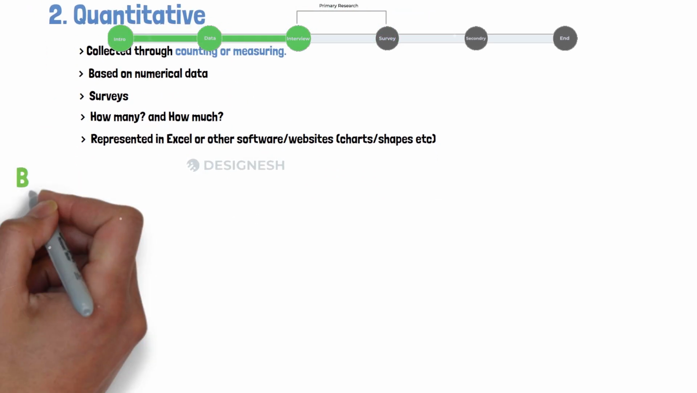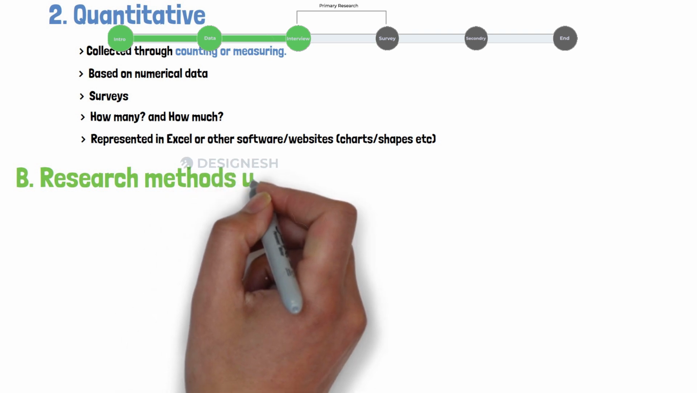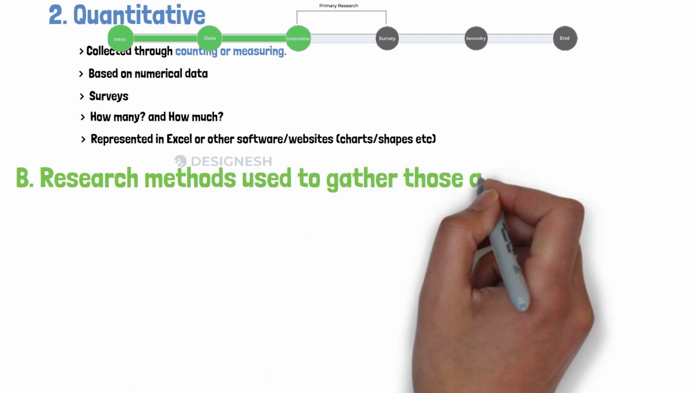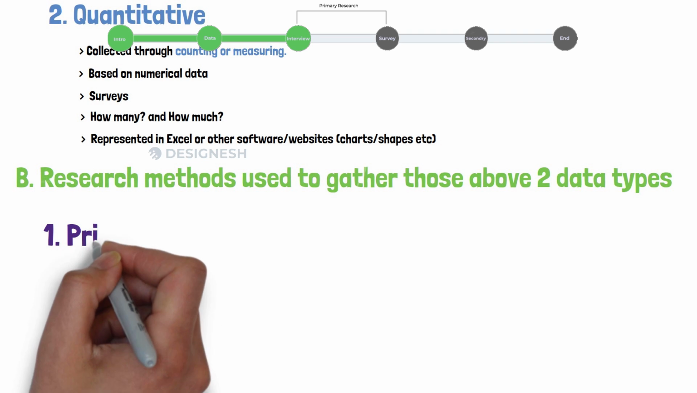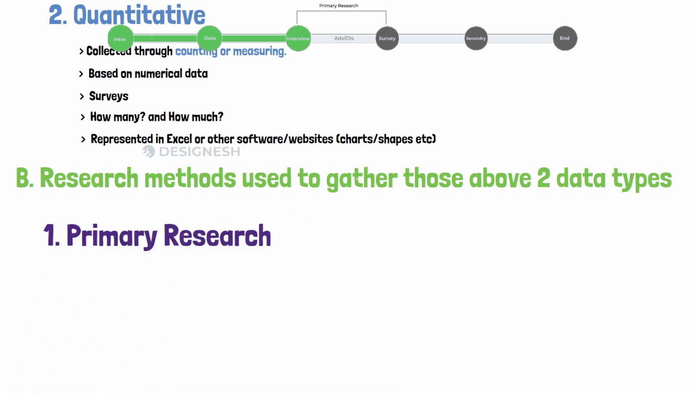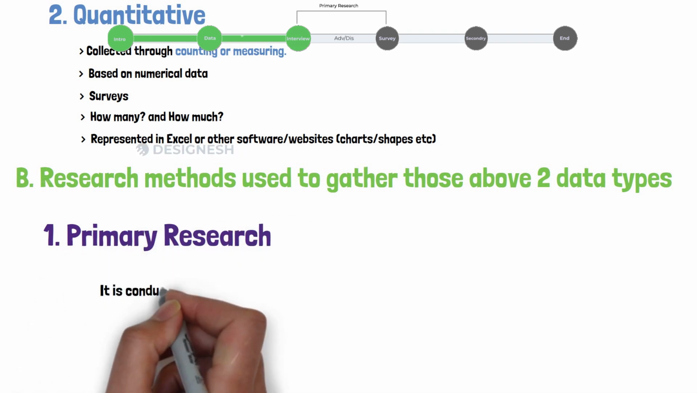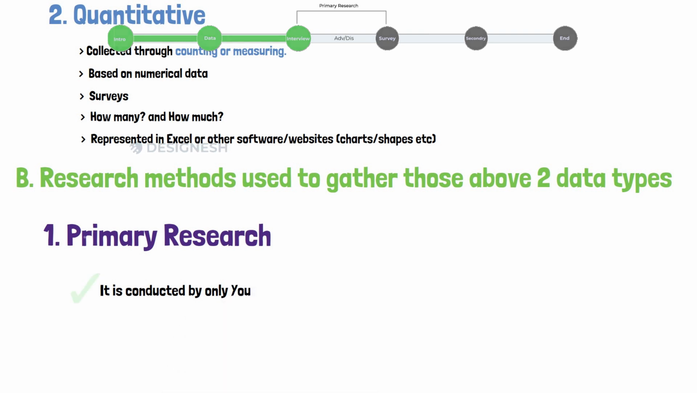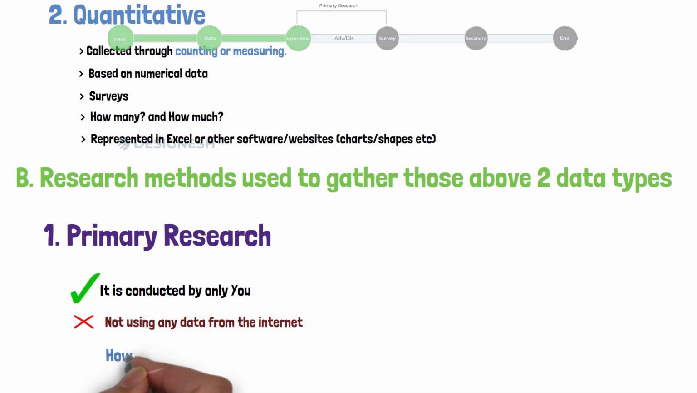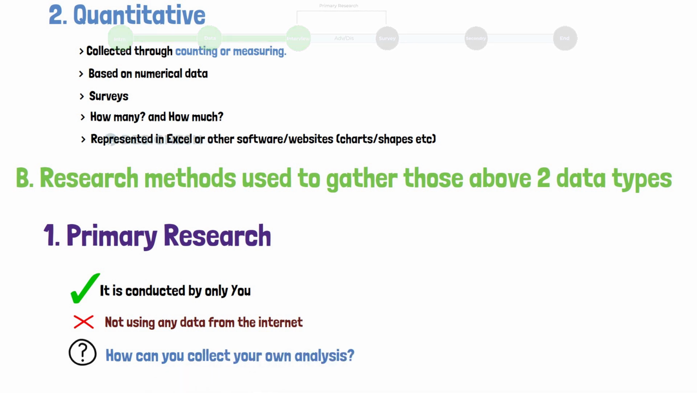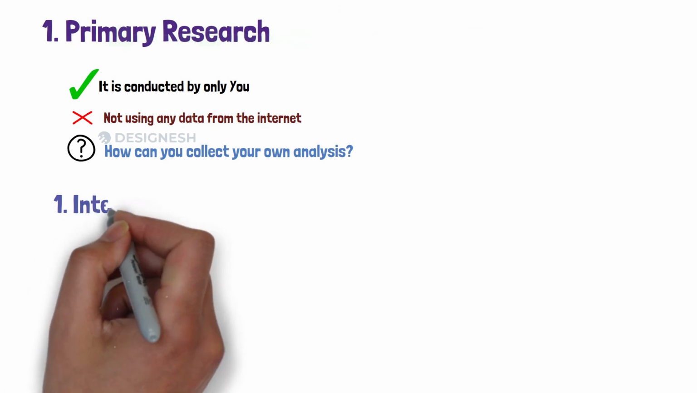Now let's discuss some research methods that enable us to gather those above-mentioned data types, such as qualitative and quantitative. Now, there are two types of research to get this data. First type is primary research. Primary research is conducted by only you or I. It means you are not using any data from the internet. It's your own data that you gather from your analysis. How can you collect your own analysis? Well, primary research includes the following methods.